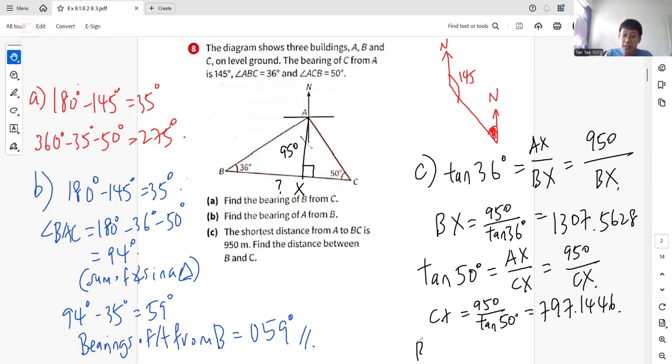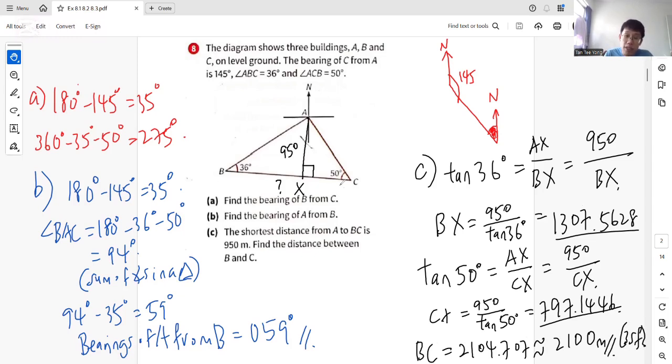All right, so BC will just be equal to these two numbers added up. When I add them up, it's going to be 2104.707, and then to 3SF it's just 2100 meters. Okay, so this is 3SF.